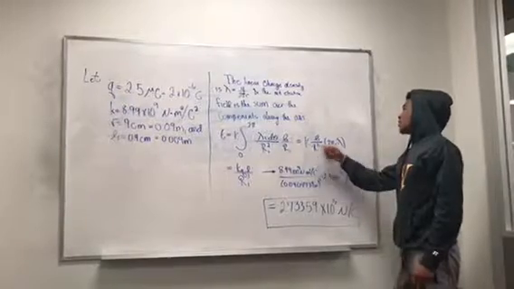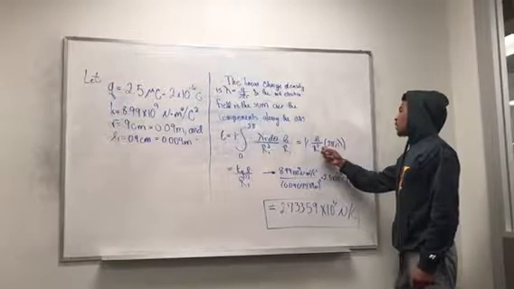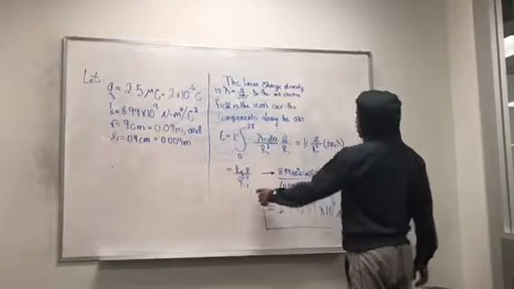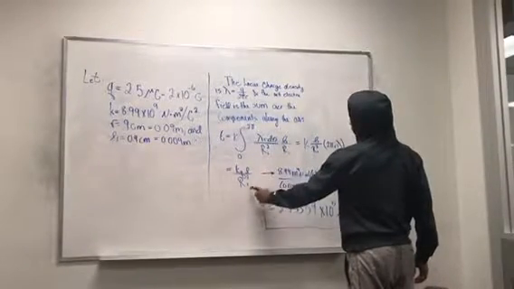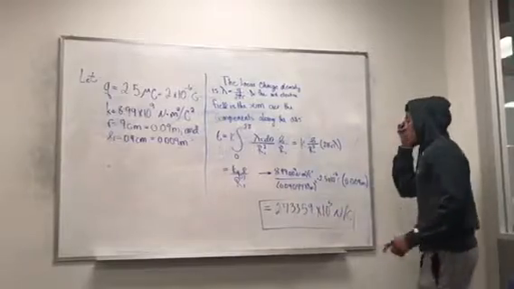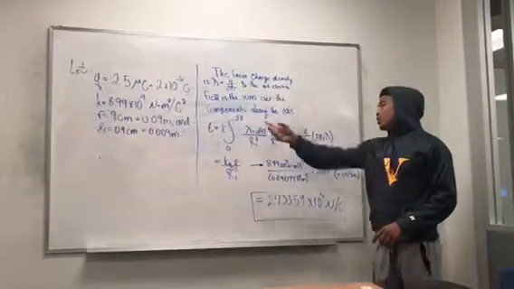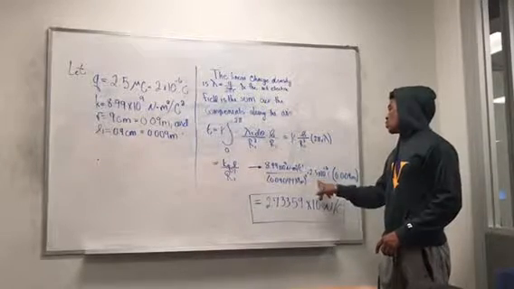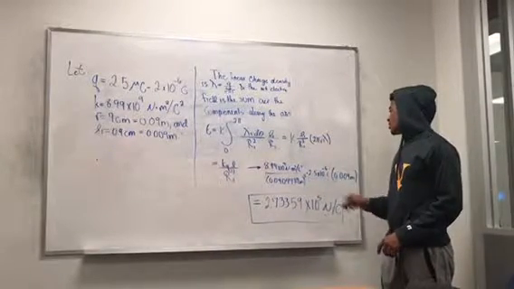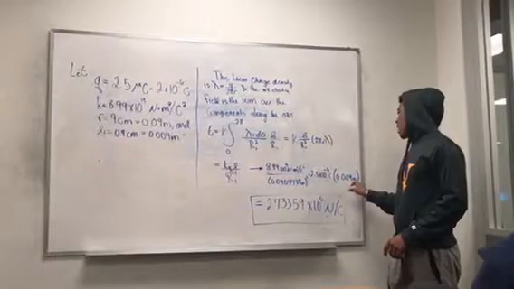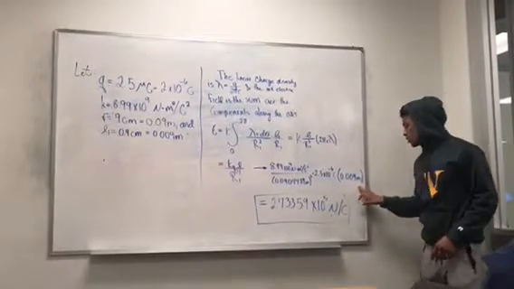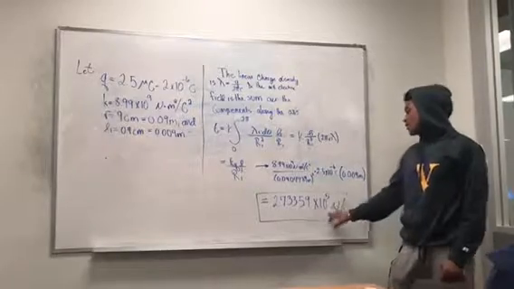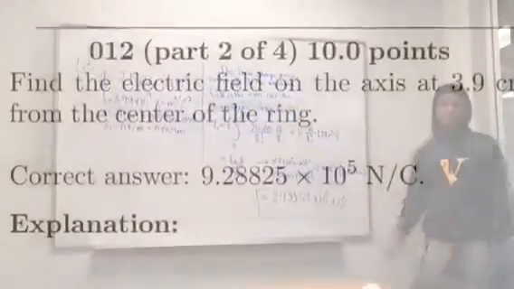That's going to equal K times L1 over R1 cubed times 2 pi r lambda, which is also going to equal K times Q times L over R1 cubed. Then after that, you plug in your components, which is 2.5 times 10 to the negative 6 coulombs times 0.009 meters, which is going to equal the answer right here: 2.73359 times 10 to the 5 newtons per coulomb.